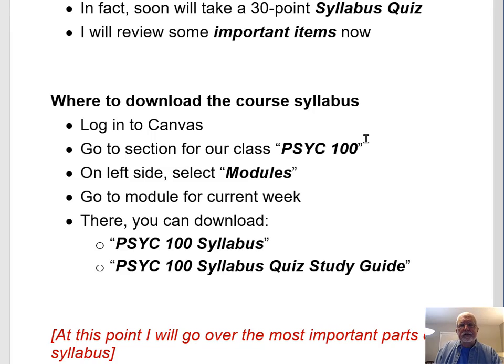you log into Canvas, you go to Psych 100. On the left side, you select modules. Go to the module for the current week, and there you'll find a page that has a title something like Psych 100 Syllabus, Psych 100 Syllabus Quiz Study Guide. Yes, in addition to letting you download the syllabus, I even give you a syllabus quiz study guide that identifies the most important things in the syllabus you need to be familiar with before you take the syllabus quiz.